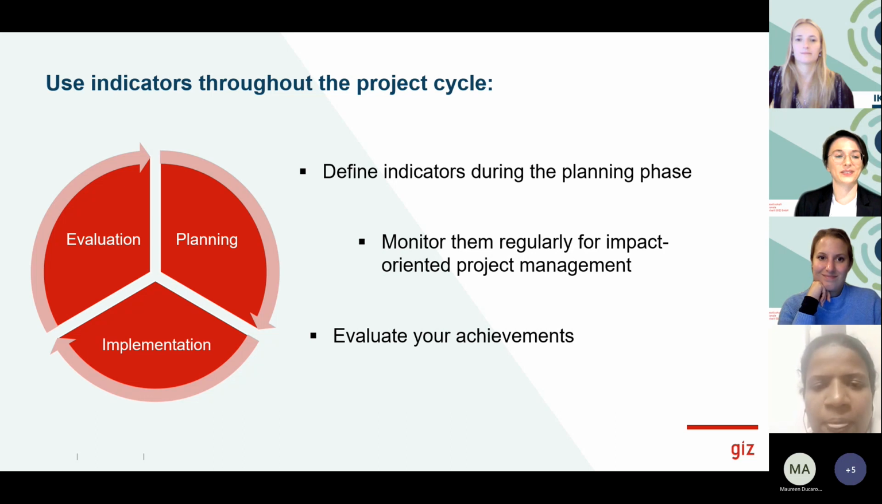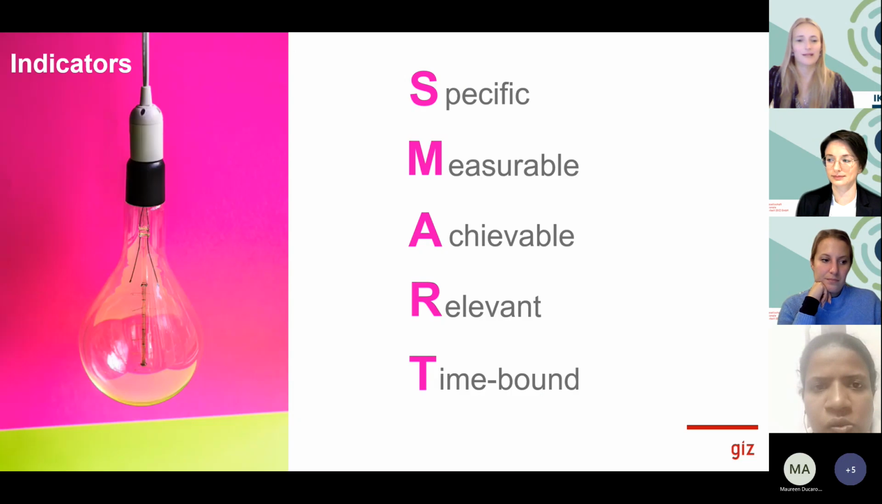Okay, Laura will tell you a bit more about what is a good indicator. Yes, thank you, Lisa.